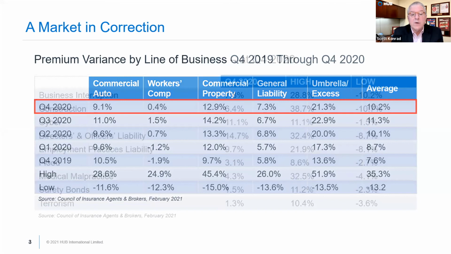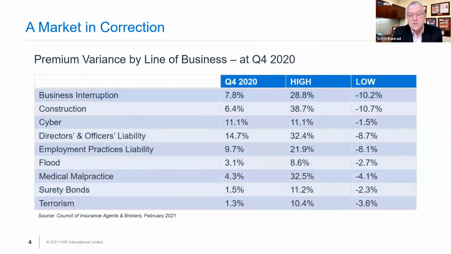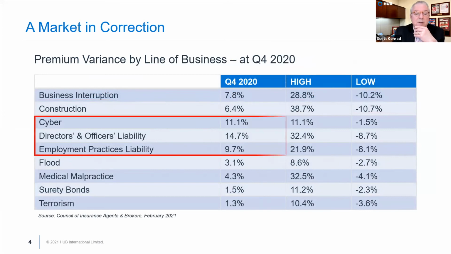So when we take it a step further, and now we look at some other specialty insurances, things like cyber insurance or directors and officers liability, employment practices liability, you can see that those segments have been hit pretty hard too. In the fourth quarter of last year, 14.7% average increase for D&O. Some folks saw as high as 32%.